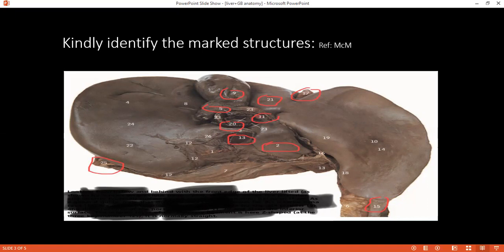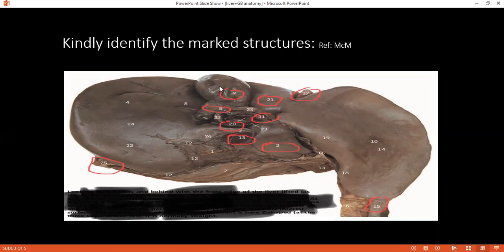What is the relation of the visceral surface of the liver? What organs come in relation to it? Ma'am, on the left side, it is related to the stomach, and there is also a groove for the esophagus. Then on the right side, there is a colonic impression anteriorly, and a suprarenal and a renal impression on the posterior part.